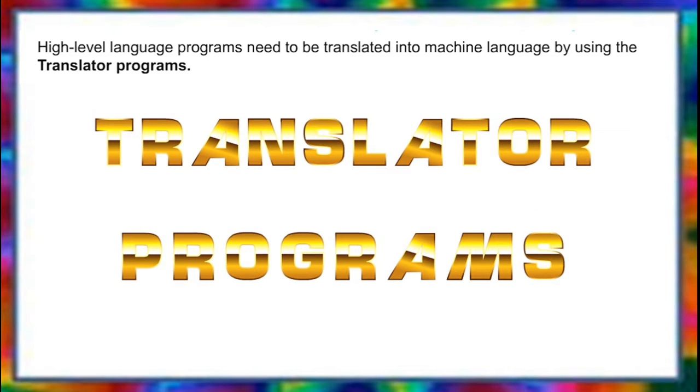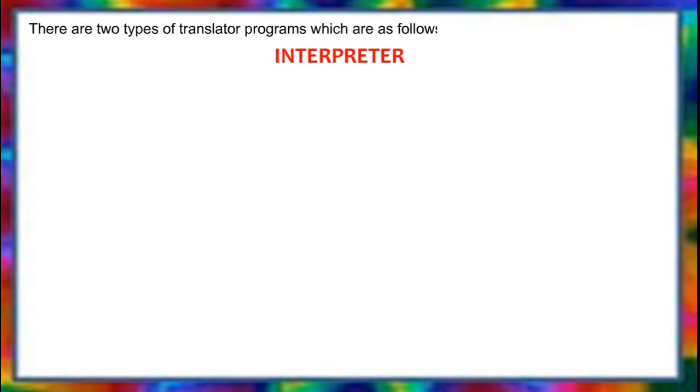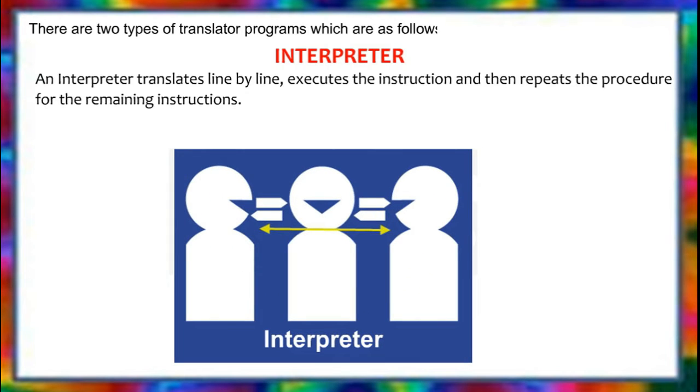High-level language programs need to be translated into machine language by using translator programs. A translator program is used to convert a high-level language program into machine language. There are two types of translator programs, which are as follows: interpreter and compiler. Let us learn about interpreter.